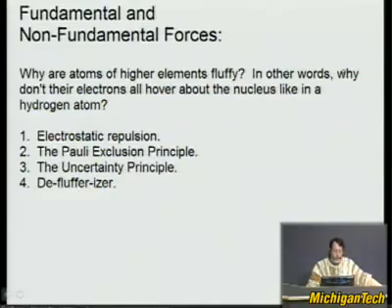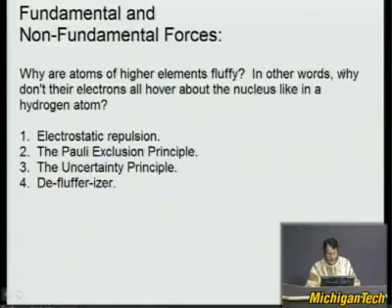Still going. Why are atoms of higher elements fluffy? So hydrogen is the lowest atom in terms of number of protons in the nucleus. And you can have, I guess, any number of protons in the nucleus, but we only know of 100 or so. And carbon is 12, so we've got a bunch of those. But the electrons, though, they don't all pile into the ground state like in hydrogen. Why is that? Is it electrostatic repulsion? Is it the Pauli exclusion principle? Is it the uncertainty principle? Or is it deflufferizer available in stores?